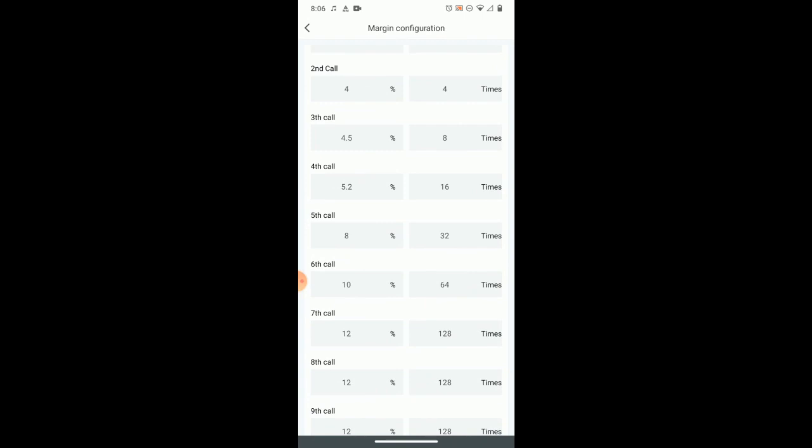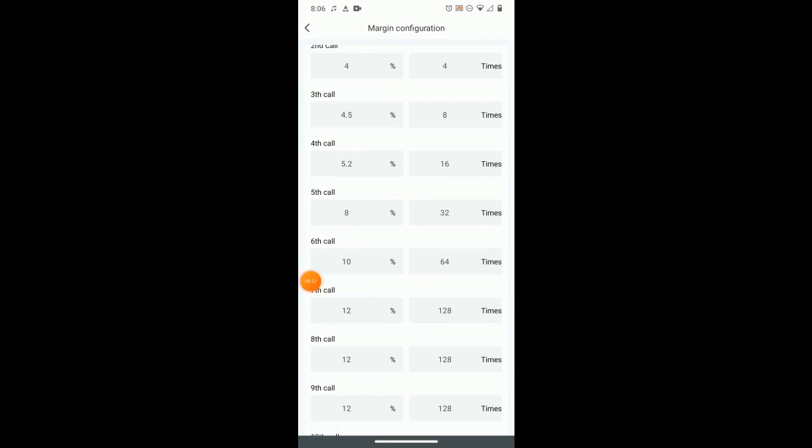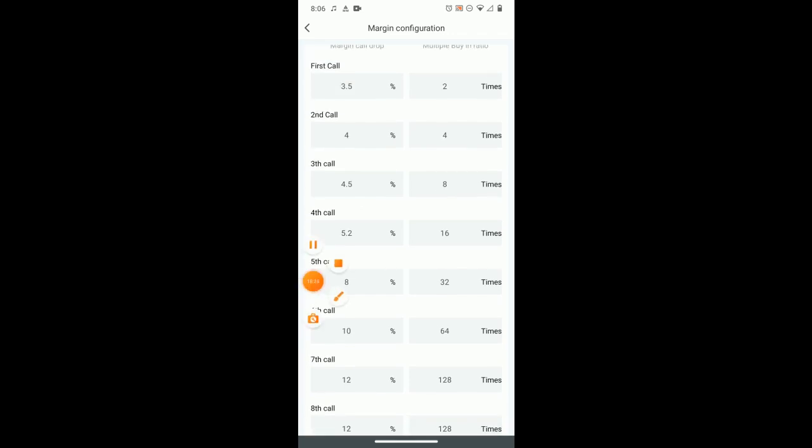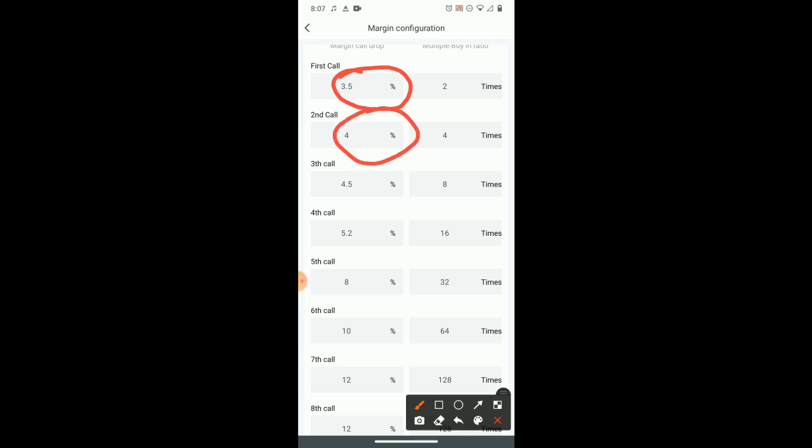These are the Fibonacci retracements. What does it mean? At a 3.5% retracement level or support, at a 4% support level, at 4.5% support. This has been calculated and has been programmed into the Royal Robot.